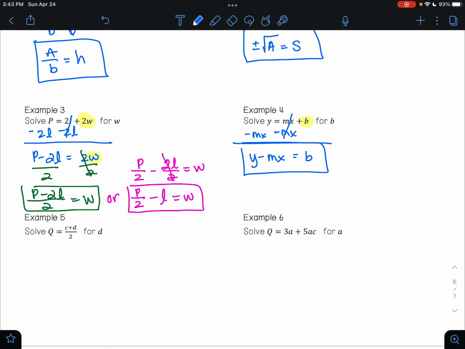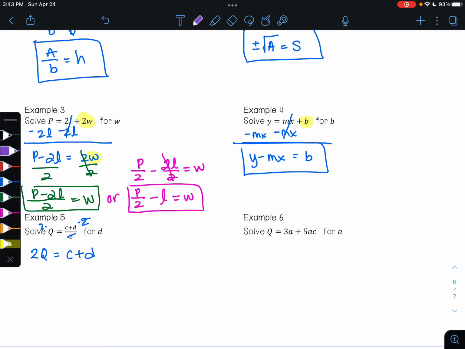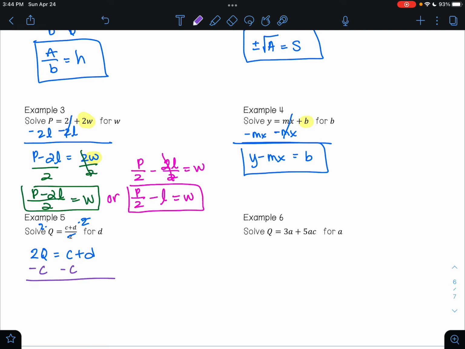On example 5, we have Q equals C plus D divided by 2, and we want to solve this equation for D. The first thing I want to do is get rid of this fraction. To undo division, I'm going to multiply both sides by 2. So I'm going to have 2Q is equal to C plus D. From here, I want to get the variable D by itself. So to undo addition, I'll do subtraction and get 2Q minus C is equal to the variable D. D is alone, so we have solved this equation for the variable D.